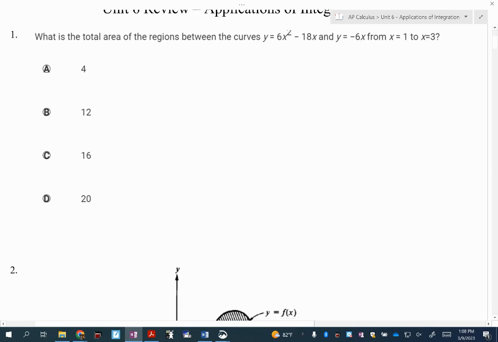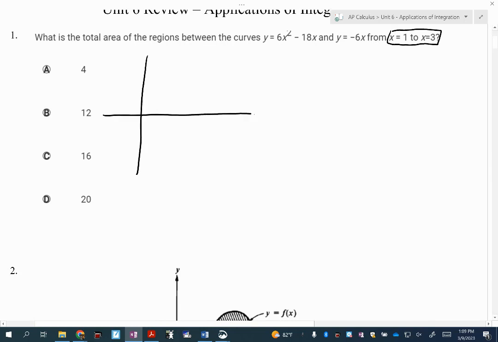So let's go ahead and sketch the 2 curves here from x equals 1 to x equals 3. I'm going to go ahead and start here. You can do 0 if you want. They're both going to be 0, 0. 1, 2, and 3. Remember, just a sketch.